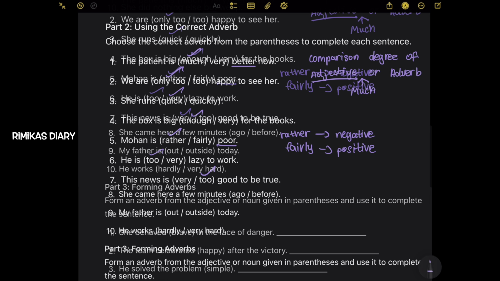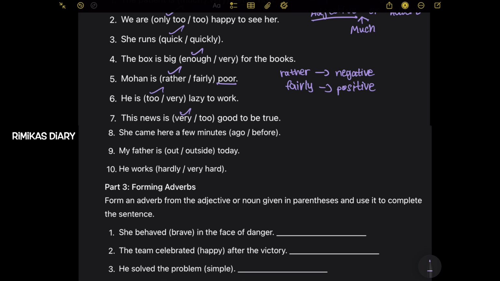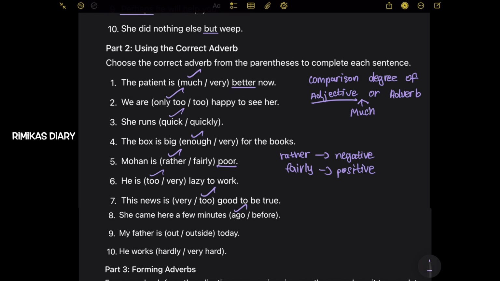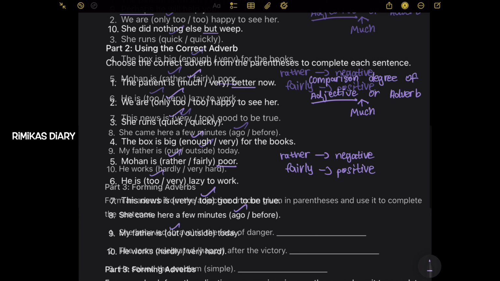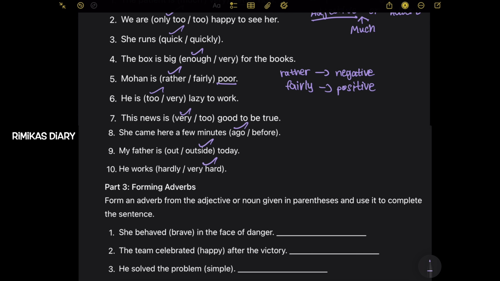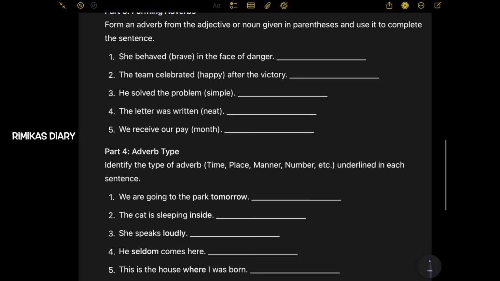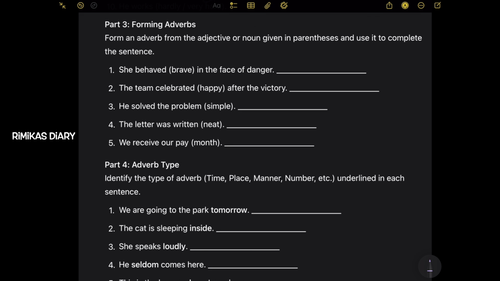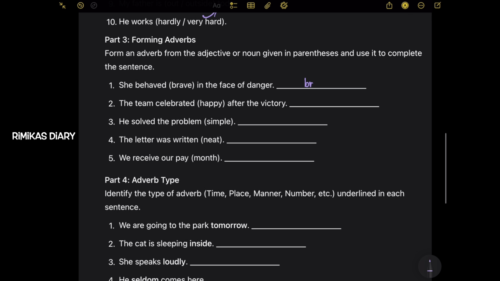Too good to be true. She came here a few minutes ago. 9th one. My father is out or outside today. Out today. He works very hard. Part 3, forming adverbs. Form an adverb from the adjective or noun given in parentheses and use it to complete the sentence. She behaved brave in the face of danger. So, bravely.